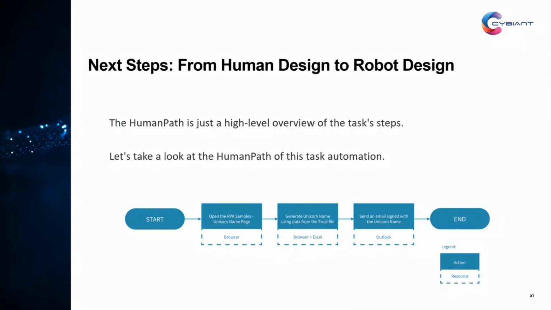And yeah, of course, now I'm talking a little bit about how you go from human design to robot design. So if you were to draw a workflow on how we get the task of getting the unicorn name, basically we just start and then, for example, open the RPA sample website and then get the unicorn name in the second step. In the Excel file, get the unicorn name, and then we just type into the website and we get the file. And then the next step is to send the email signed with the unicorn name. Okay. For example, so this is the step. It looks so simple and straightforward, right?